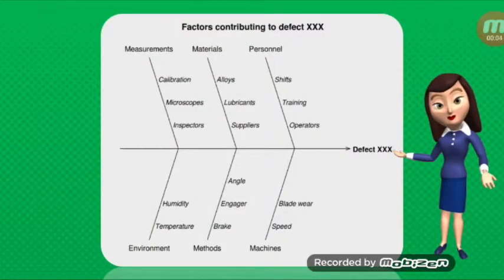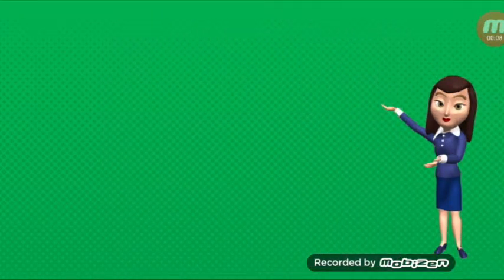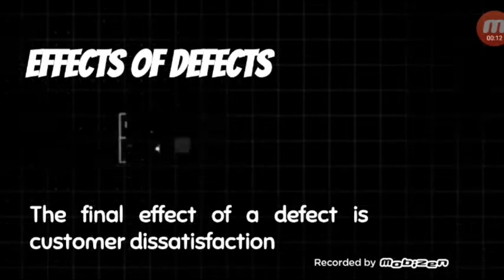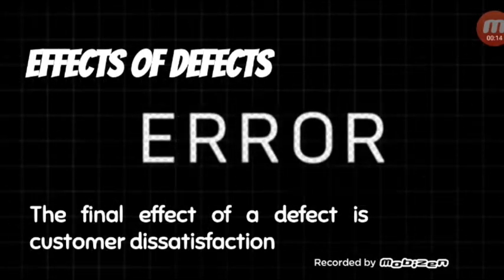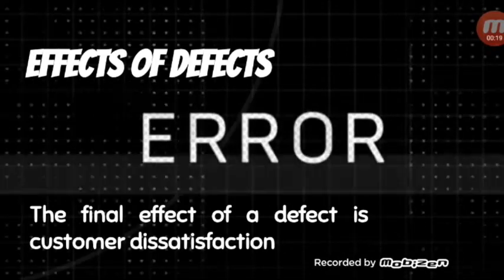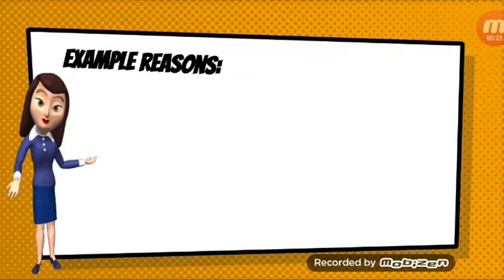Here is an example diagram of a fishbone diagram. Now let's go to effects of a defect. The final effect of a defect is a customer dissatisfaction, as customer may find something which does not satisfy his requirements or something which is not fit for use. It could be due to various reasons.